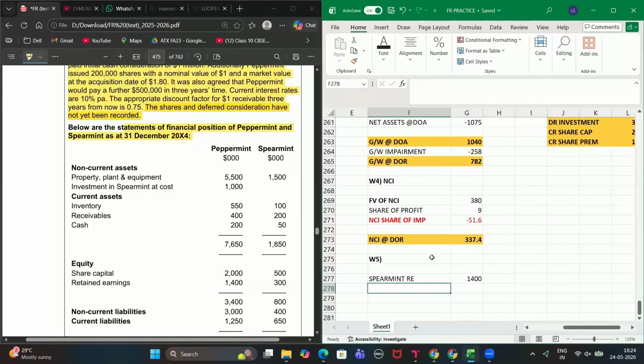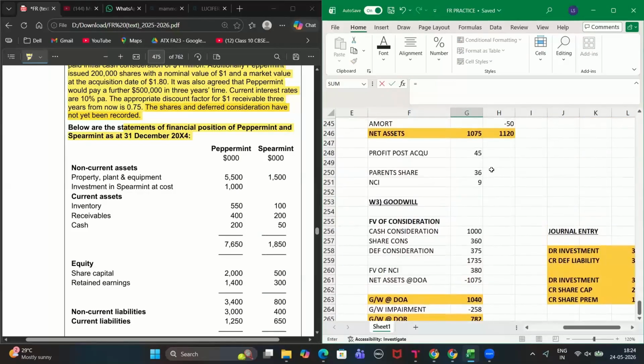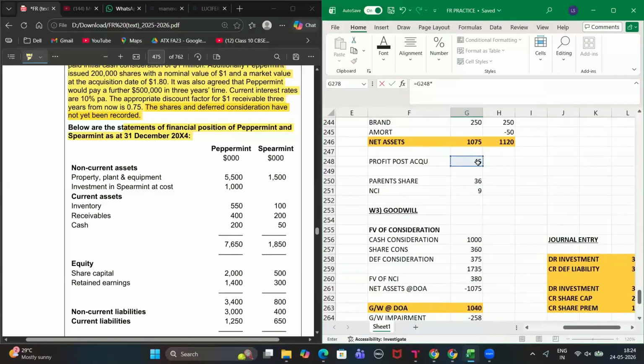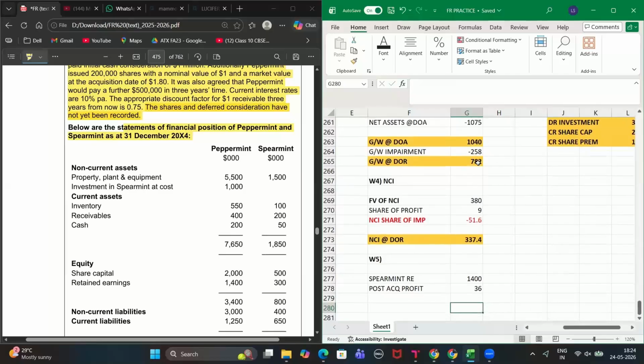In the normal cases, in the basic consolidation, what is the next value that we will be taking? Post acquisition profit. How much is the post acquisition profit? 45, into how much percentage? 0.8. That is 36. So now, have we incurred any impairment?